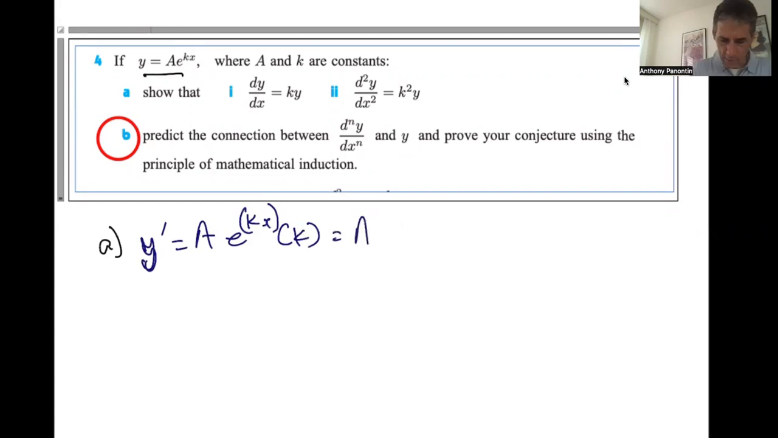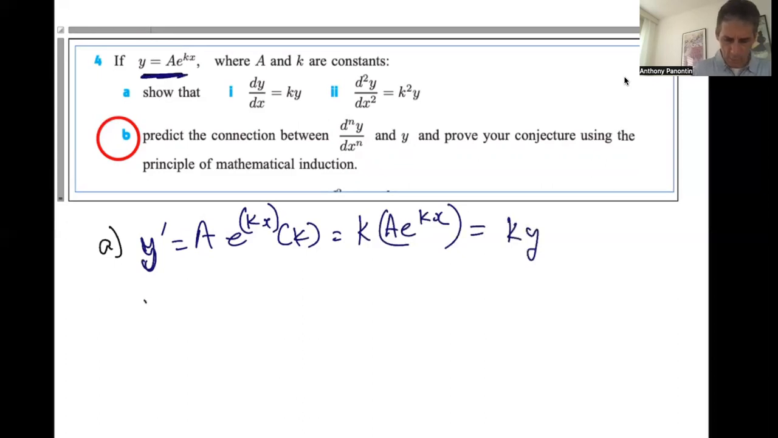So what we end up with, I think the easiest way to write this would be to put the k out in front, and then the rest of this stuff here. And as you can see, the rest of the stuff is none other than your y function. So this is k times y, okay?